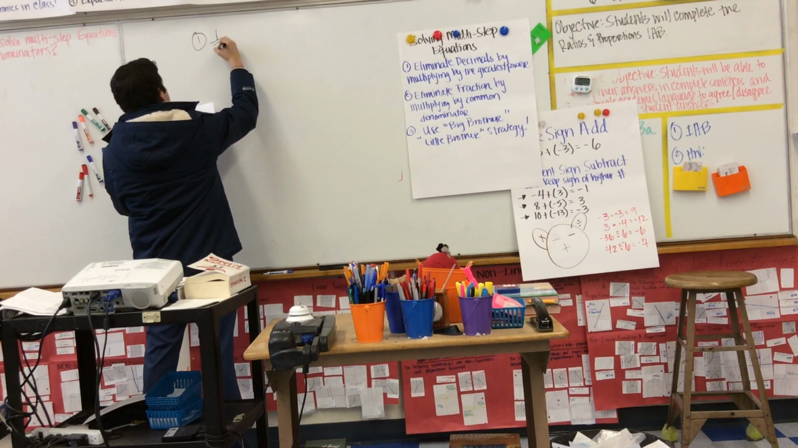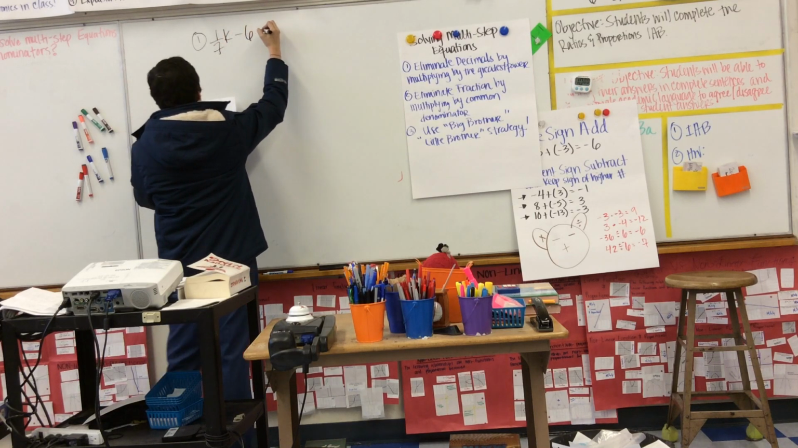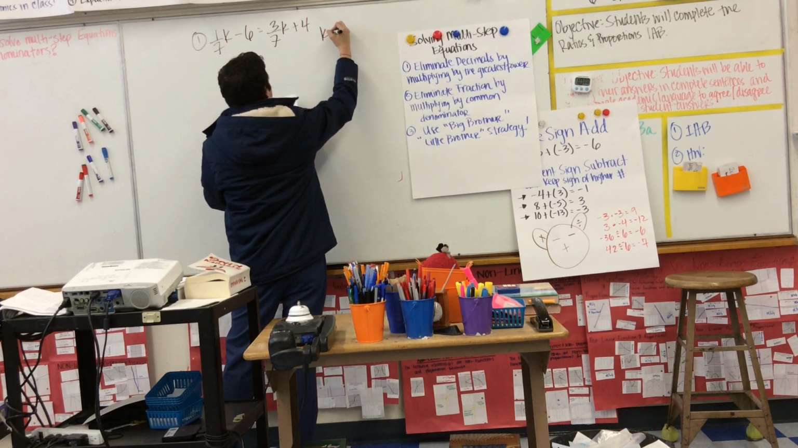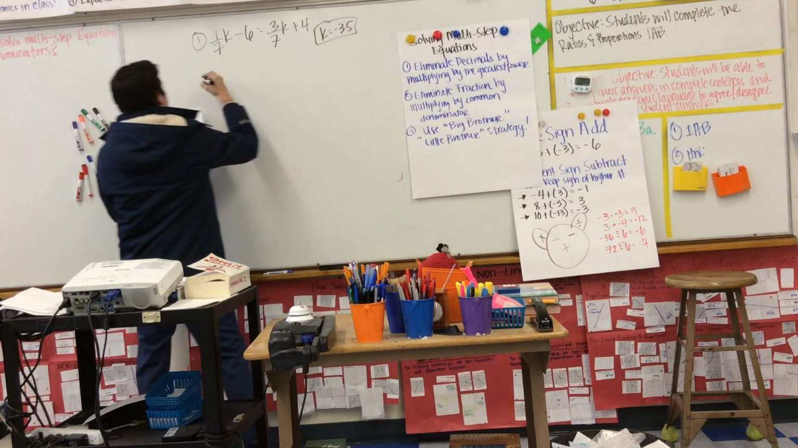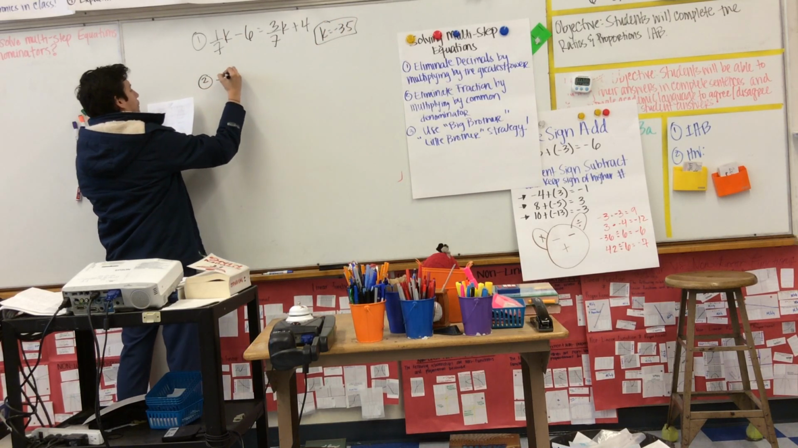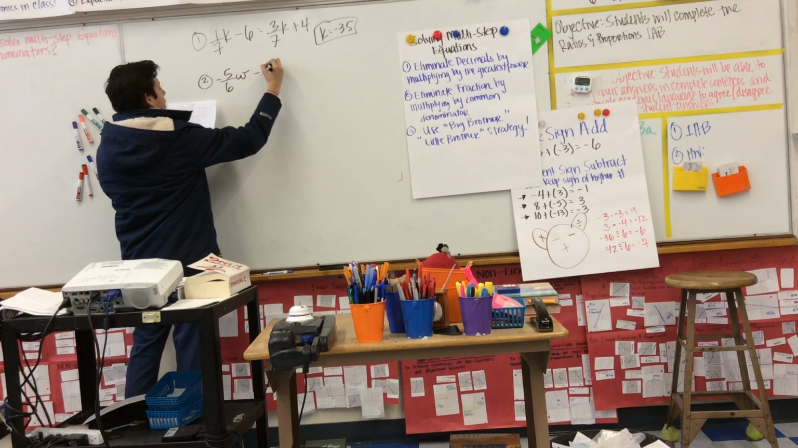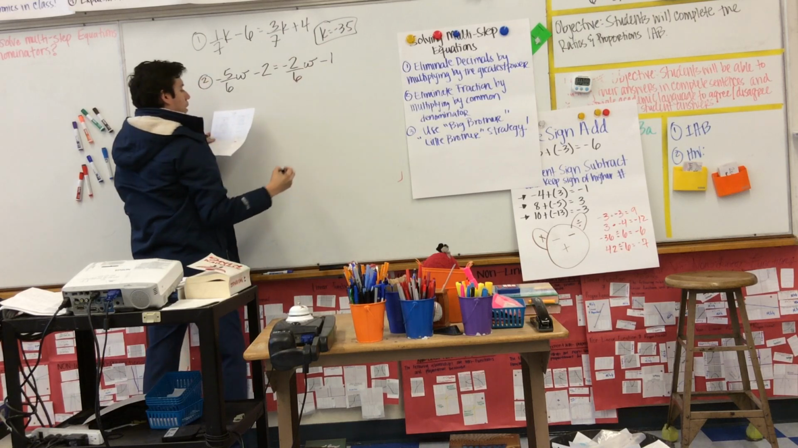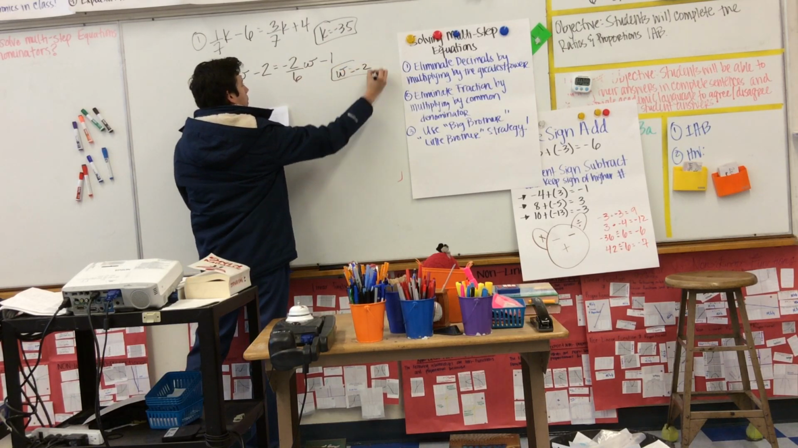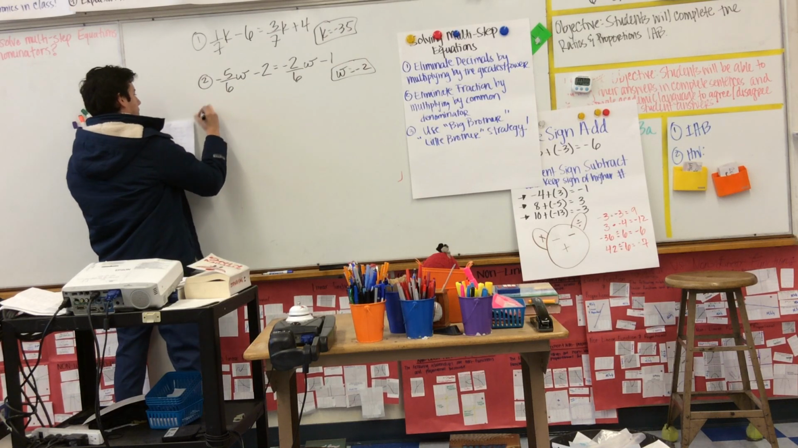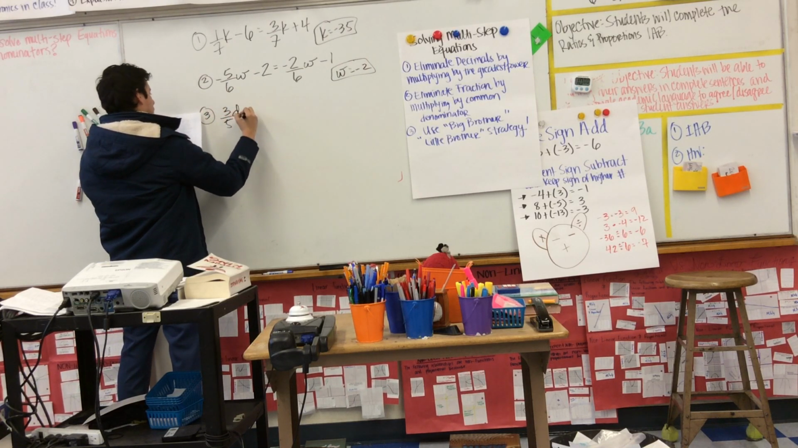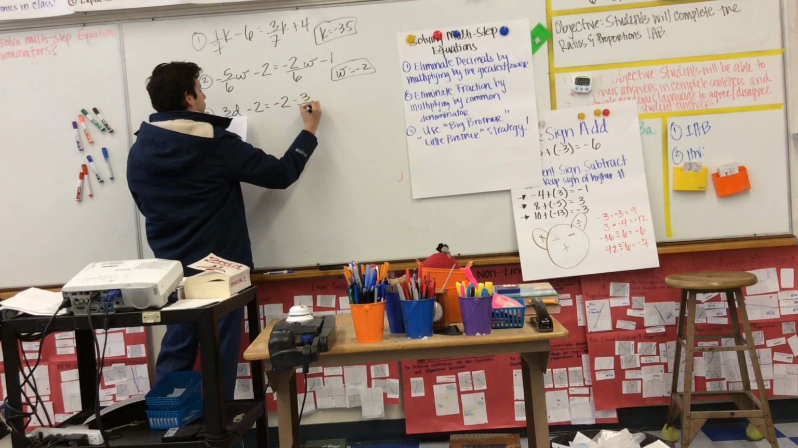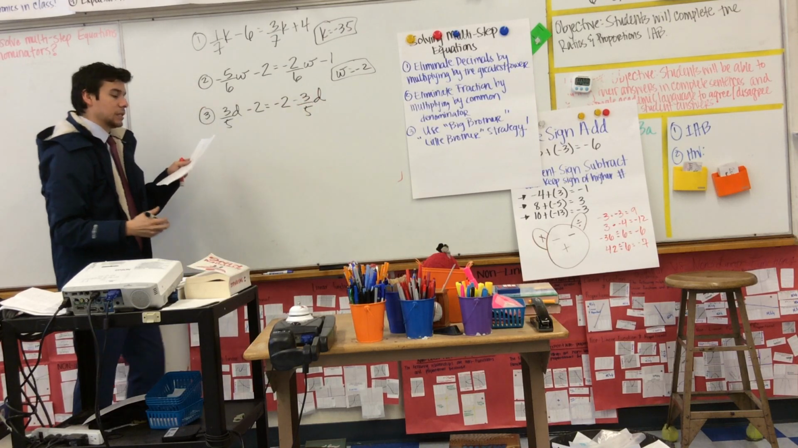I gave you 1/7 k minus 6 equals 3/7 k plus 4. The answer was k is equal to negative 35. Number 2. Negative 5/6 w minus 2 equals negative 2/6 w minus 1. The answer was negative 2. Number 3. 3/5 d minus 2 equals negative 2 minus 3/5 d. This is d is equal to 0.